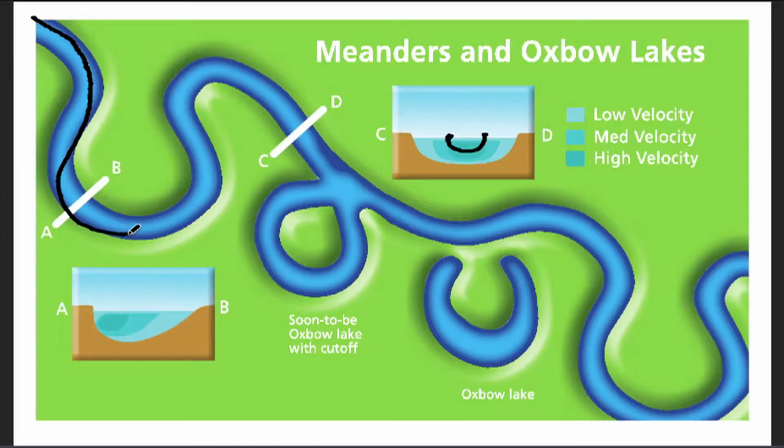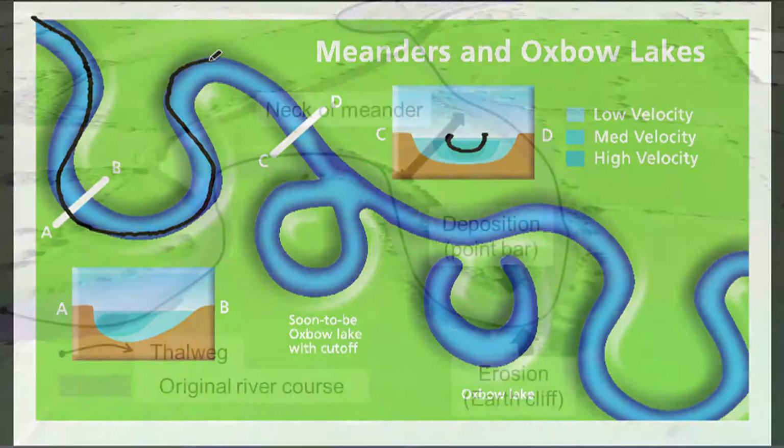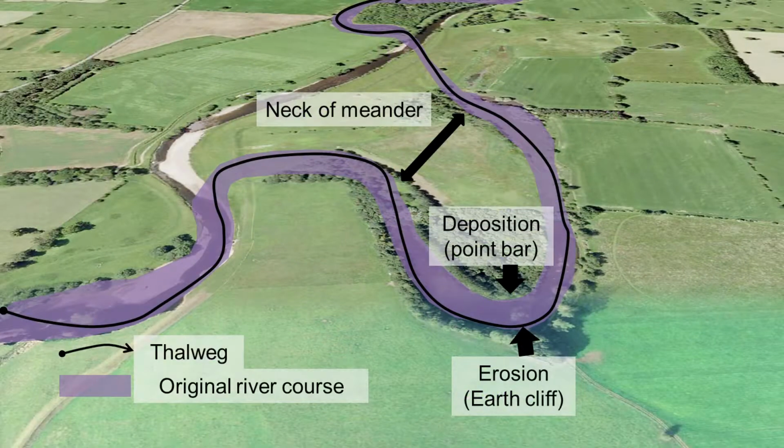It crosses the river, moves to the outside bend, and runs round the outside bend. There and there. At these points on the outside bends, you're going to have lateral erosion. On the inside bends, you're going to have deposition. This would be your point bar. This is called your neck.